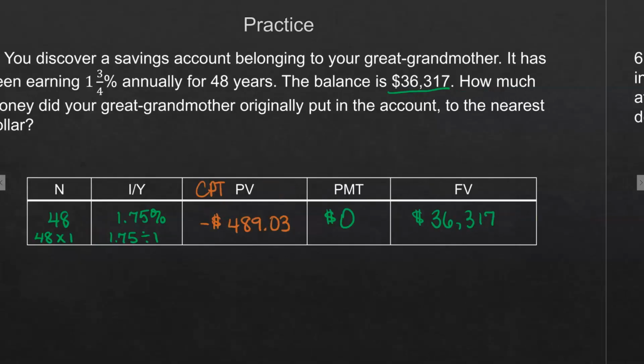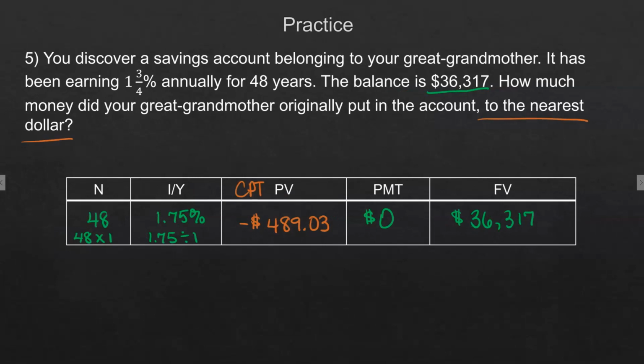$489.03. Now it said to the nearest dollar, so we're going to say she deposited $489 48 years ago, and here's how it grew. And lucky you got the account. I guess that's kind of one of those things that we wish would happen, but probably it doesn't.